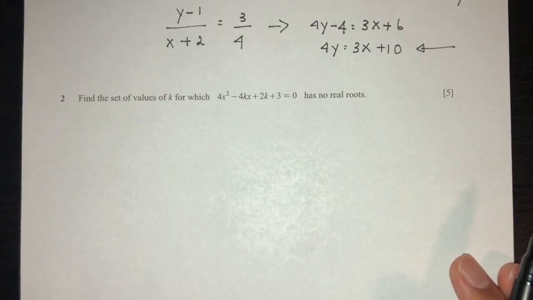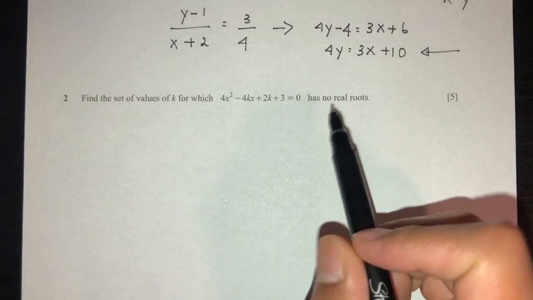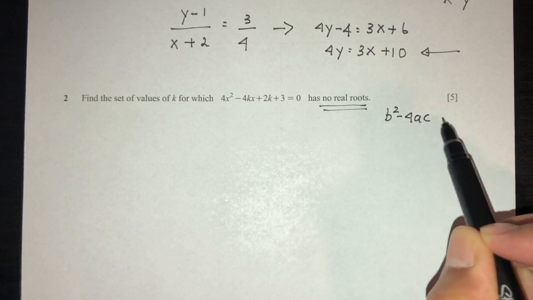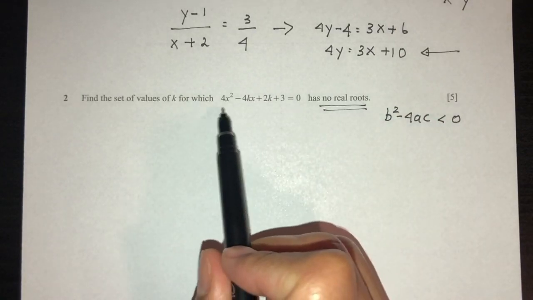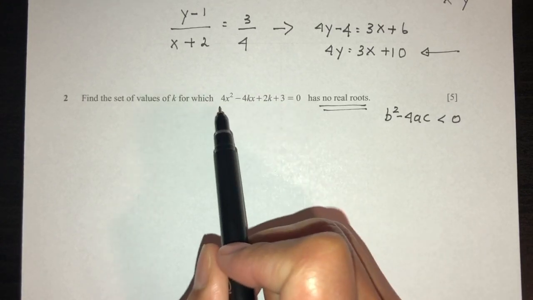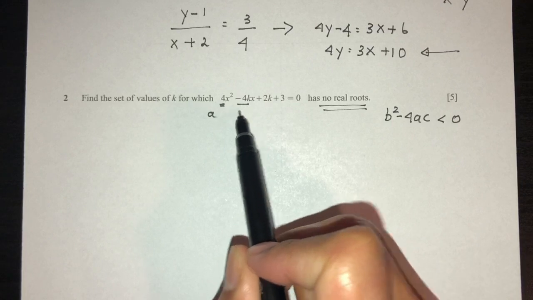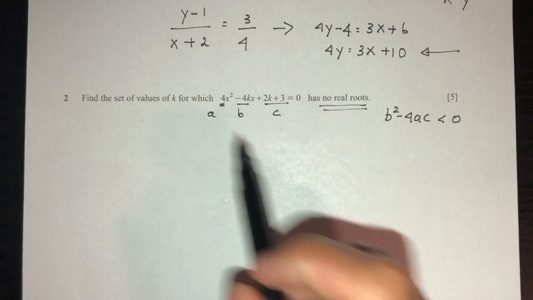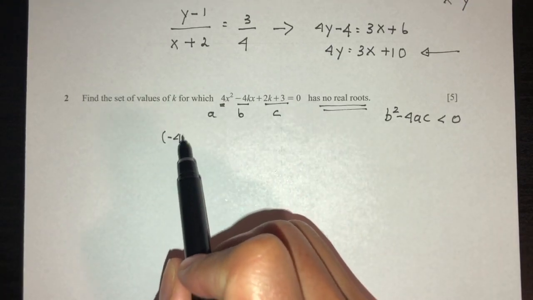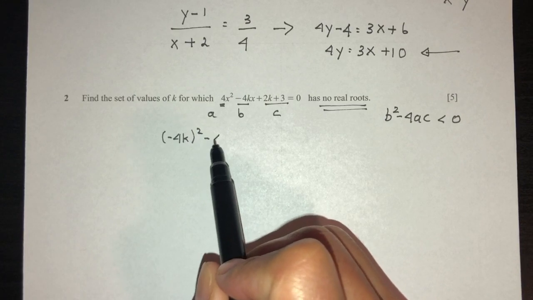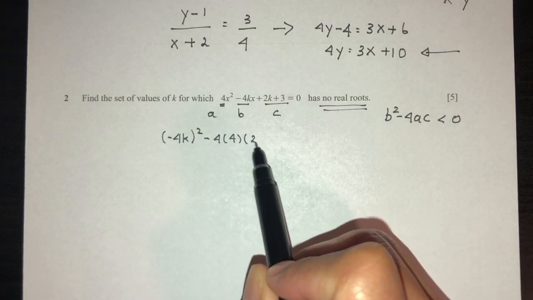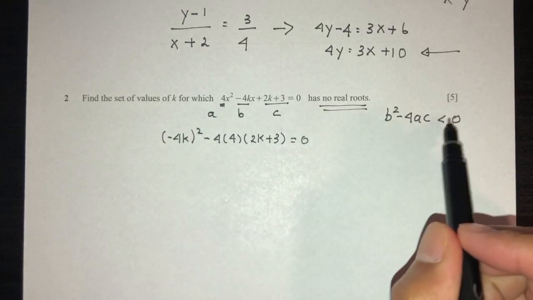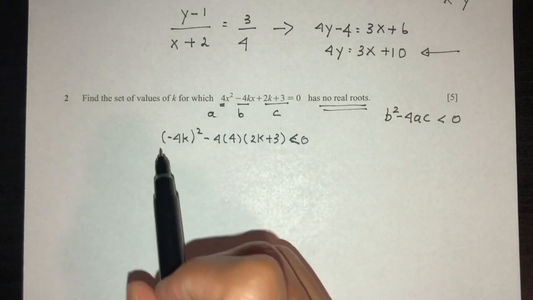Now for part 2, find the set of values of k for which it has no roots. So when you see no real roots, it means that we know that b squared minus 4ac has to be less than 0. Now if you observe, this one is a quadratic equation. This is a, this is b, and this is c. So let's replace back in this equation. Let's see what we have. So b squared will be minus 4k squared, minus 4 times a times c, less than 0. So we have to use that, right? Let's expand and see what happens.